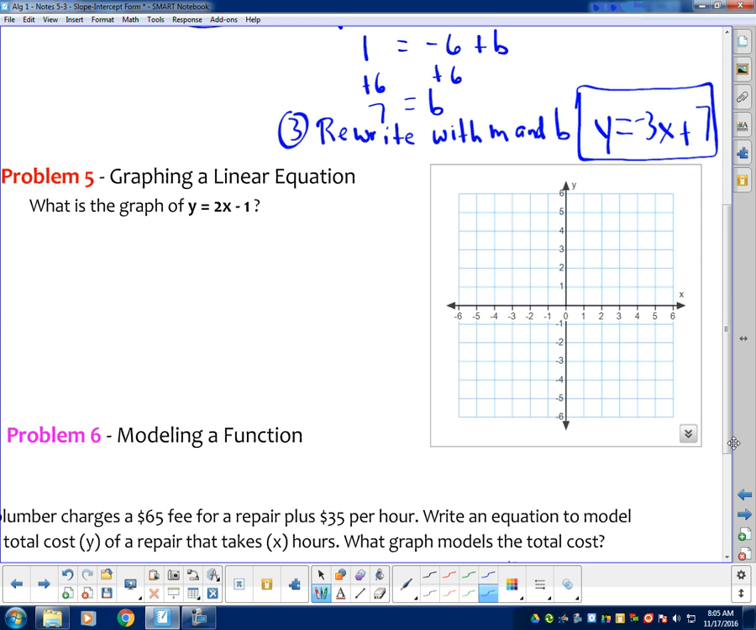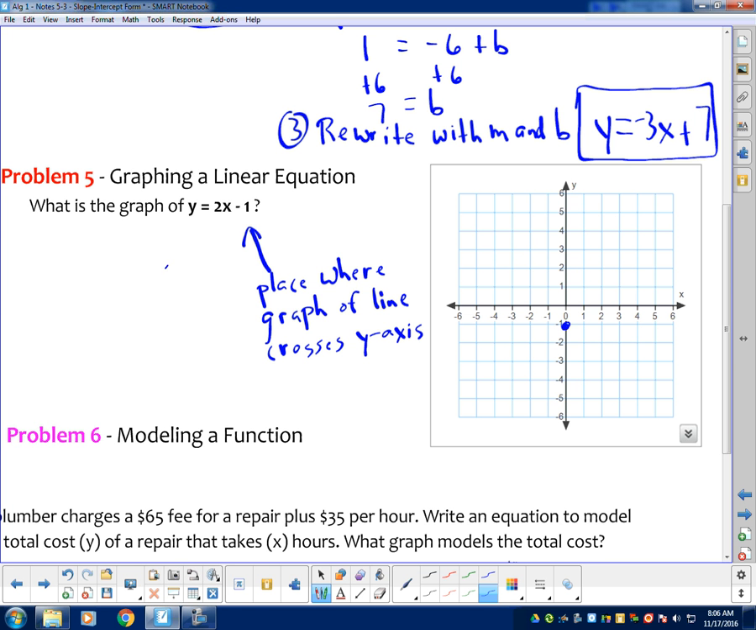So if we understand that negative 1 is the place where the graph of the line crosses the y-axis, and that's the definition of a y-intercept, then we can place that point on the graph right away. So at negative 1, I'm going to place my y-intercept.